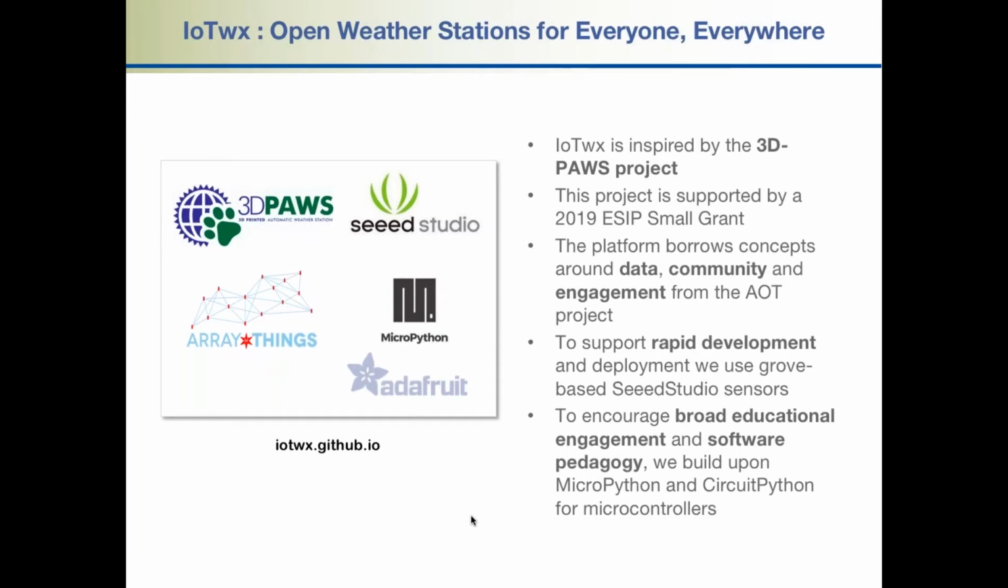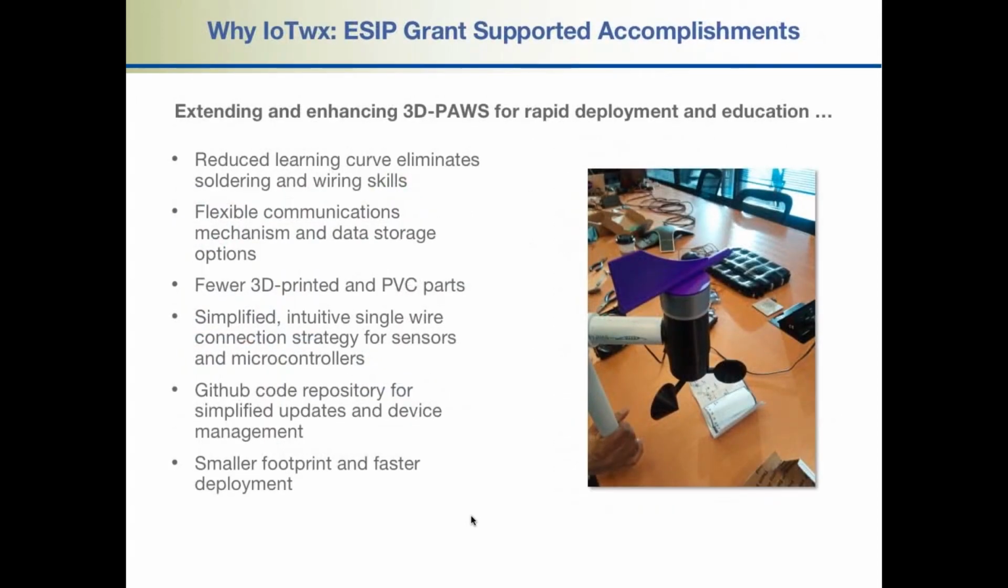So why IoT-WX? The ESIP grant supported some core accomplishments so far, even though we still have a little ways to go. One is reducing the learning curve to eliminate soldering and a lot of the wiring. The initial design had a lot of wiring and customized soldering and all of that, so we're eliminating those issues from the process. Flexible communications mechanisms and data storage options is another thing we're working on, being able to do communications across different platforms.